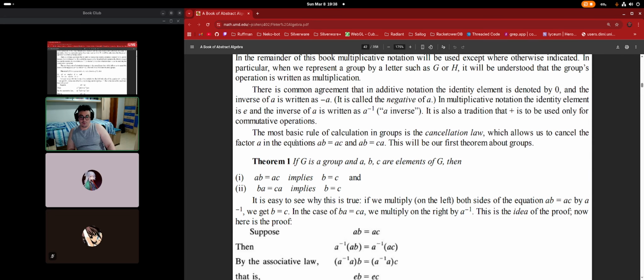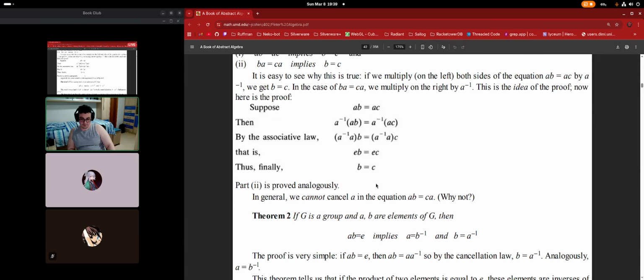And then we go to the beginning of something very important. The most basic rule of calculation in groups is the cancellation law, which allows us to cancel the factor a in the equations ab equals ac and ab equals ca. Yeah, that's a misprint. It actually should be ba equals ca.